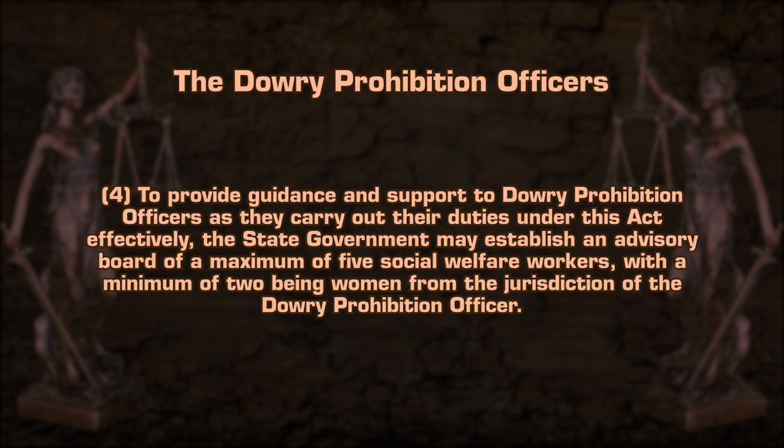Next duty is to provide guidance and support to dowry prohibition officers as they carry out their duties under this Act effectively. The state government may establish an advisory board of a maximum of 5 social welfare workers, with a minimum of 2 being women from the jurisdiction of the dowry prohibition officer.